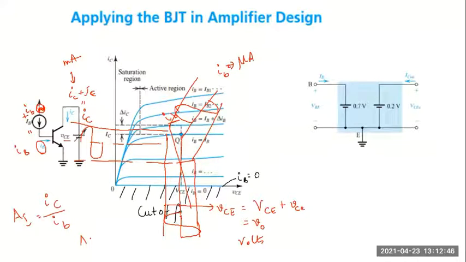We will also get a voltage gain if I measure, instead of IB, if I take VBE, the AC input voltage, I'll get a ratio of output voltage to input voltage, which will also give us voltage gain, which is higher. So this is how a transistor works like an amplifier.